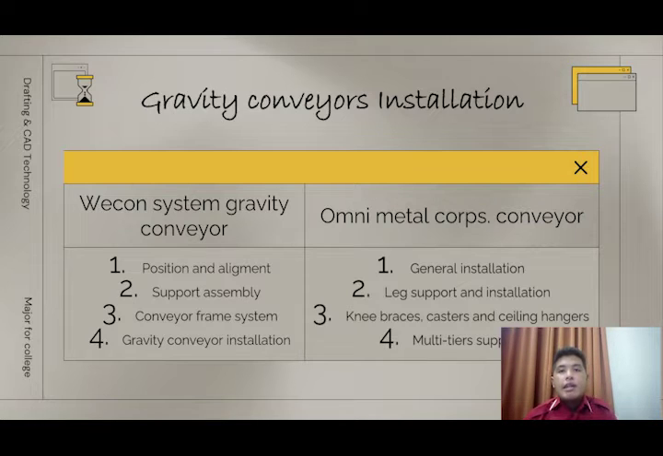The second company is Omni Metal Corps conveyor. The first step is general installation, followed by leg support and installation, then knee braces, casters, and ceiling hangers, and lastly multi-tier support.